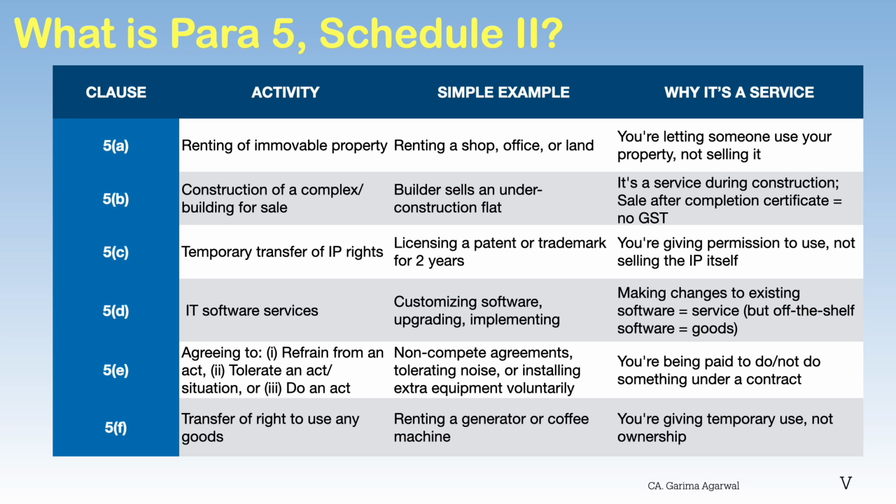It says transfer of the right to use any goods for any purpose, whether or not for a specified period, for cash, deferred payment, or other valuable consideration. So what does it say? It's basically saying any activity to transfer the right to use any goods. Let's take an example, renting a generator or a coffee machine. You're giving a temporary right to use it and you're not passing the ownership. So it is a supply of service.